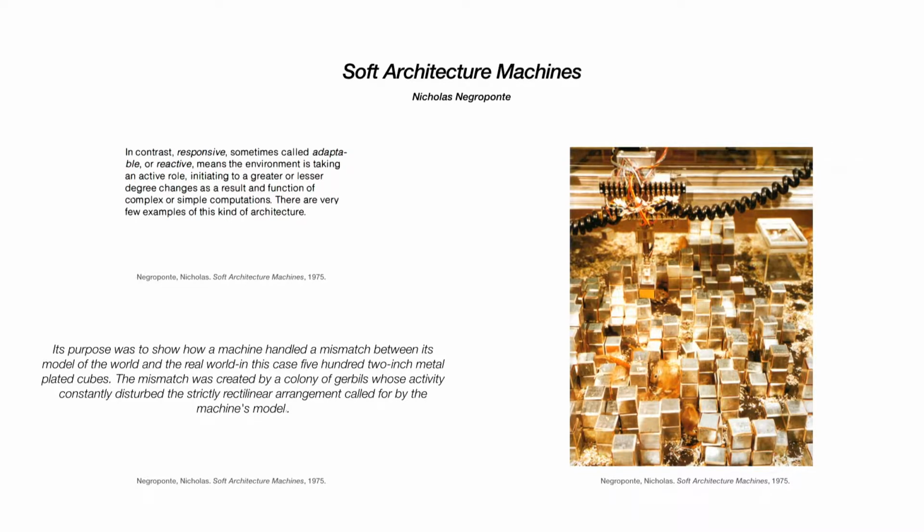And yeah, I will quote him. Its purpose was to show how a machine handled a mismatch between its model of the world and the real world, in this case 502-inch metal-plated cubes. The mismatch was created by a colony of gerbils whose activity constantly disturbed the strictly rectilinear arrangement called for by the machine's model.